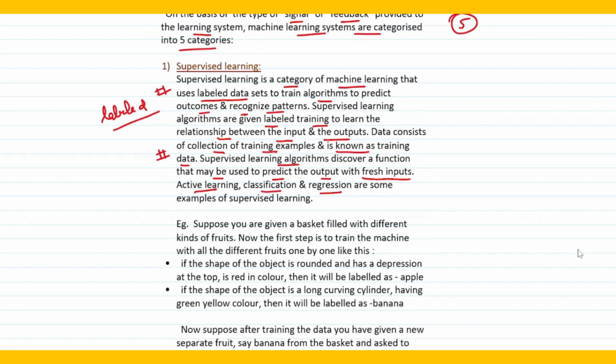Active learning, classification, and regression, right? Please remember these three things. Active learning, classification, and regression are some of the examples of supervised learning. So that's what supervised learning is all about. It uses labeled data, and the data consists of a collection of training examples, which is known as training data. It establishes the relationship between the inputs and the outputs. The outputs can be predicted with the help of fresh inputs.